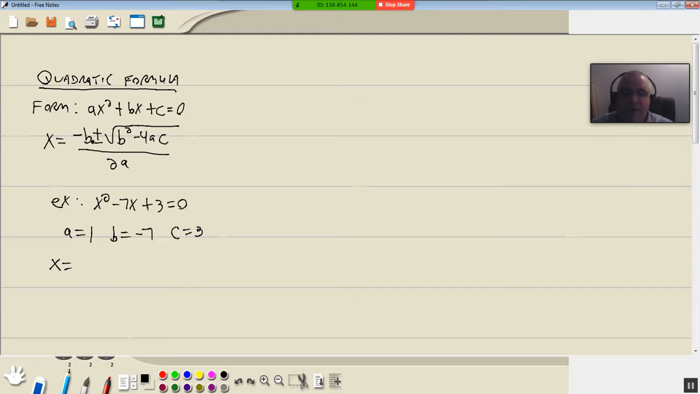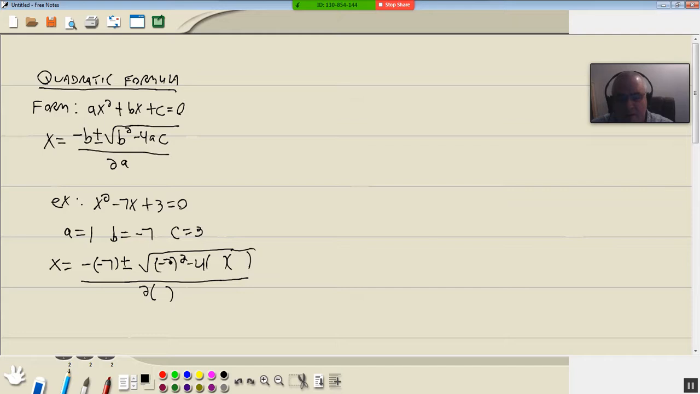Now, it's always best, if you mess up on signs anyway, to go through and replace all of your variables with parentheses. So we're going to have negative b plus or minus square root of b squared minus 4 times a times c all over 2a. So now everywhere I had a b, I'll put in negative 7. Everywhere I had an a, I'll put in 1 in my formula. And everywhere I had a c, I'll put in a 3.